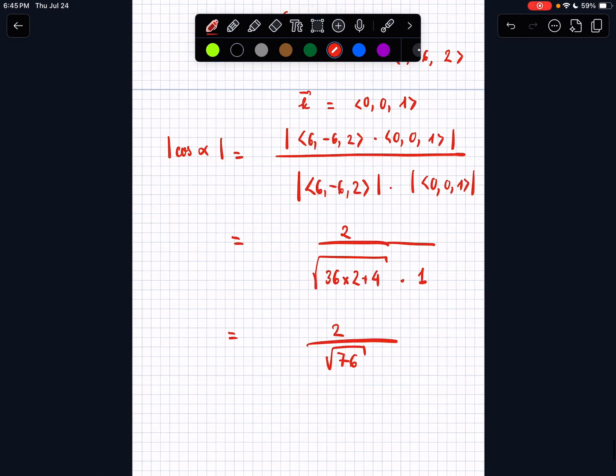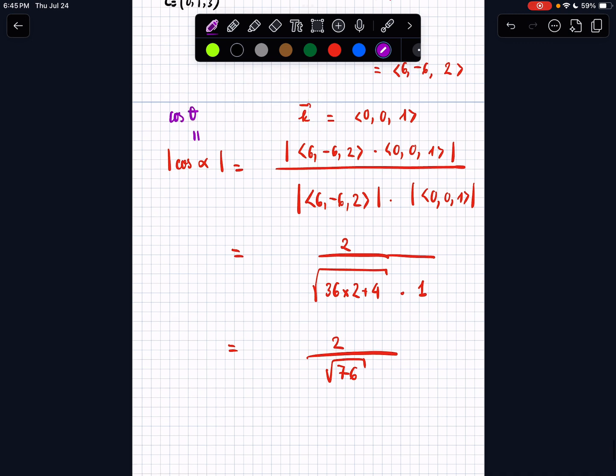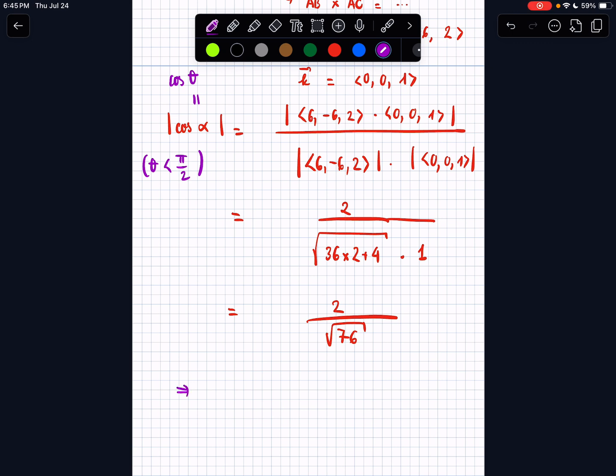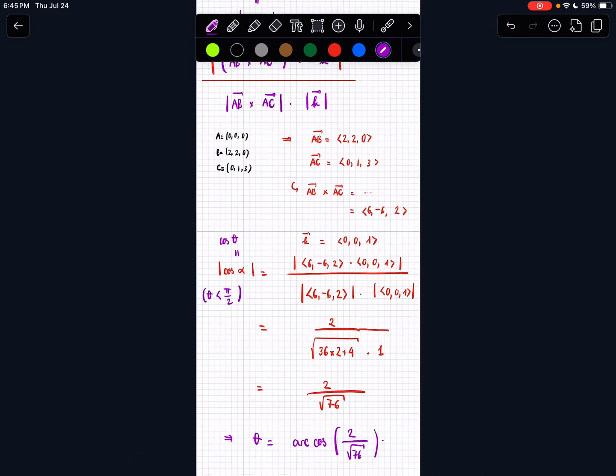So that cosine of alpha, which is cosine of theta, as theta is acute. So theta is arccosine of 2 over square root of 76. So that is the angle we need to compute.